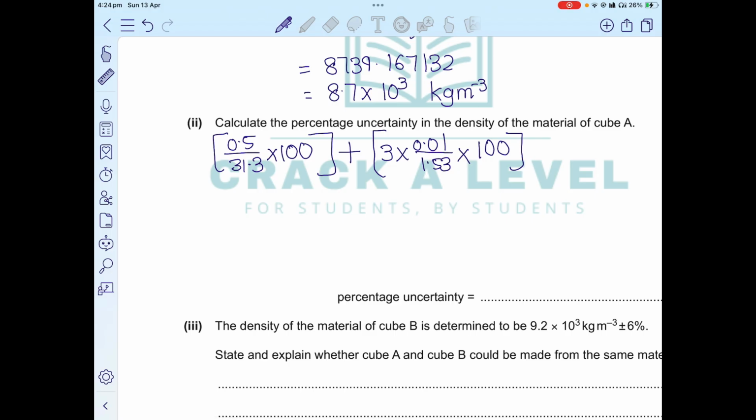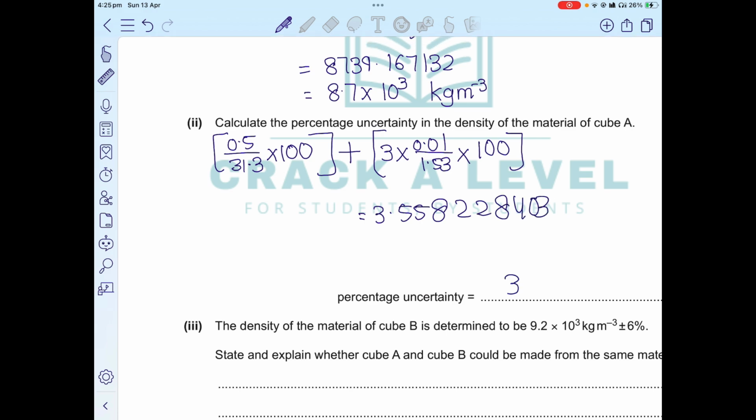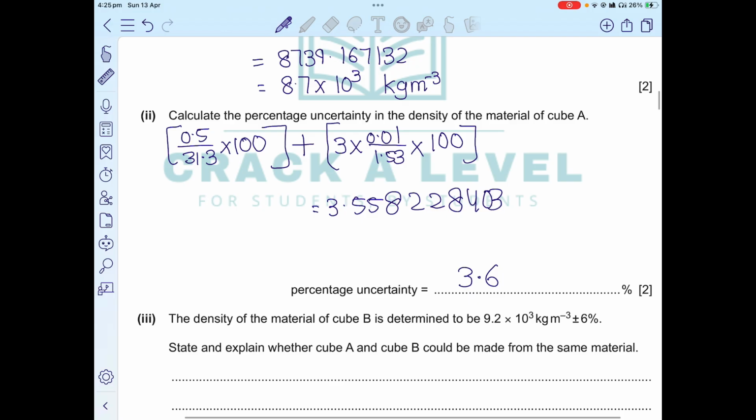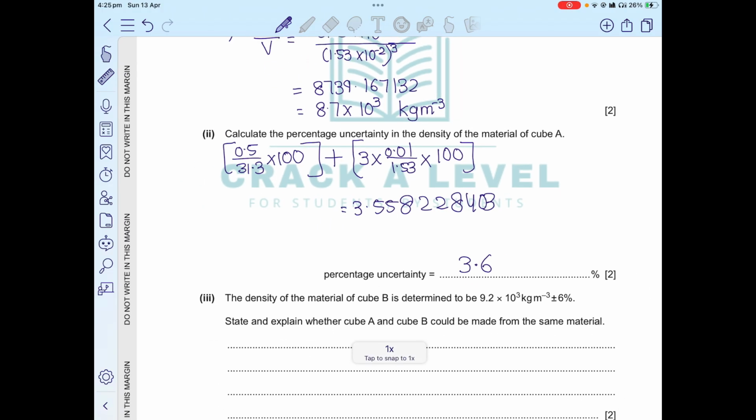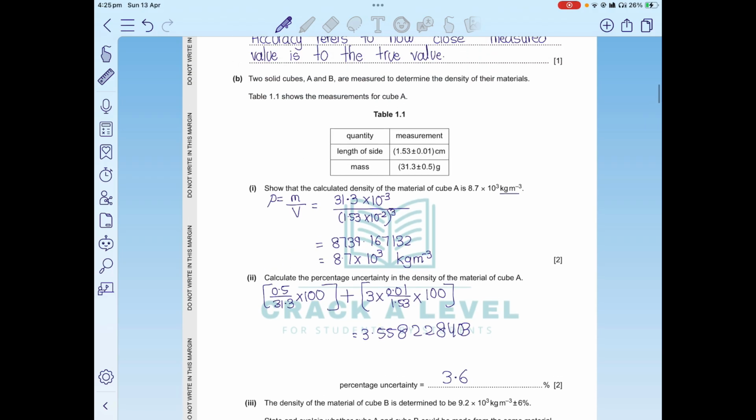That essentially gives me 3.55%, so I'm getting 3.55822 8403, which can be written as 3.6%, or you can also write it as 4%. Both of them would actually work. One significant figure or more than one would work, but I would recommend writing at least two significant figures because all the values are given to significant figures. So we are done with both these parts.